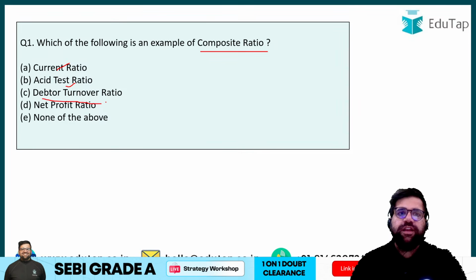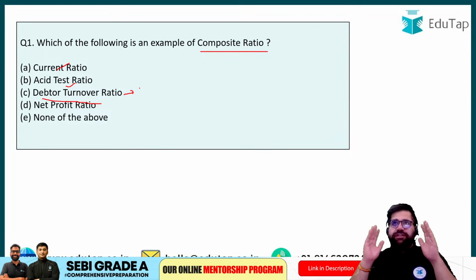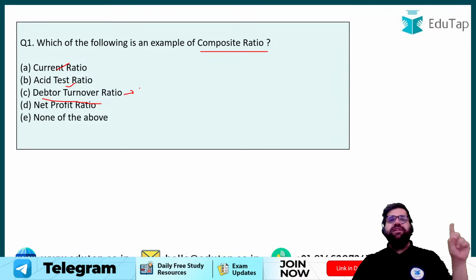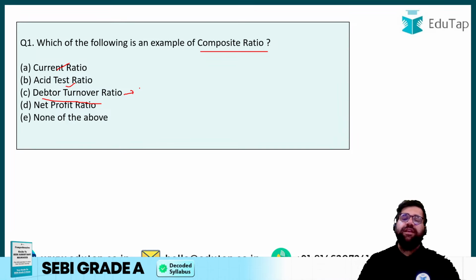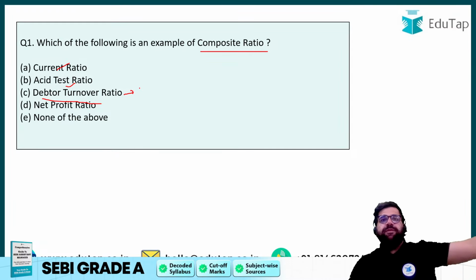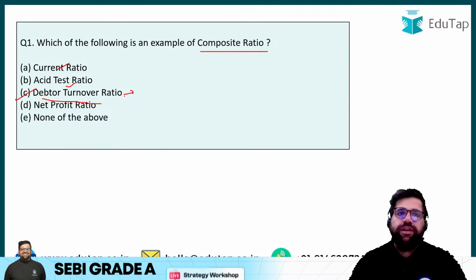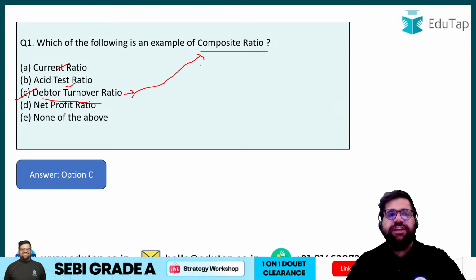Debtors turnover ratio, the formula is what? You have your credit sales divided by the average debtors. Sales is not available in the balance sheet. It will be available to you in the income statement, which we also call the profit and loss account. And the denominator, your total average debtors, will be available to you in your balance sheet. So one part is coming from the income statement, another one is coming from the balance sheet. Therefore debtors turnover ratio is a classic example of composite ratio. So your answer will be option number C.